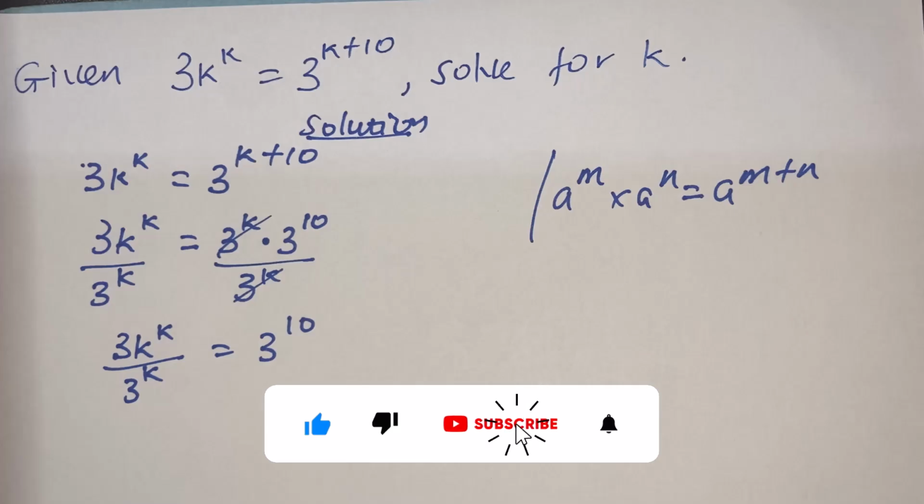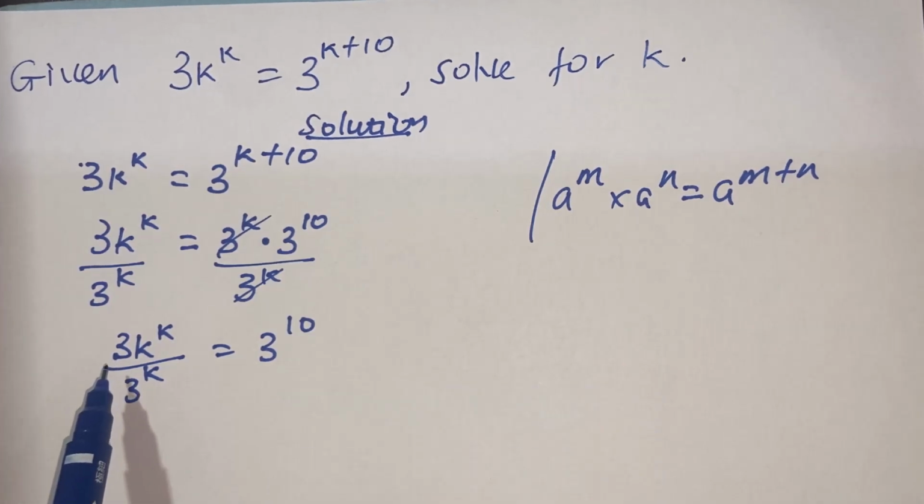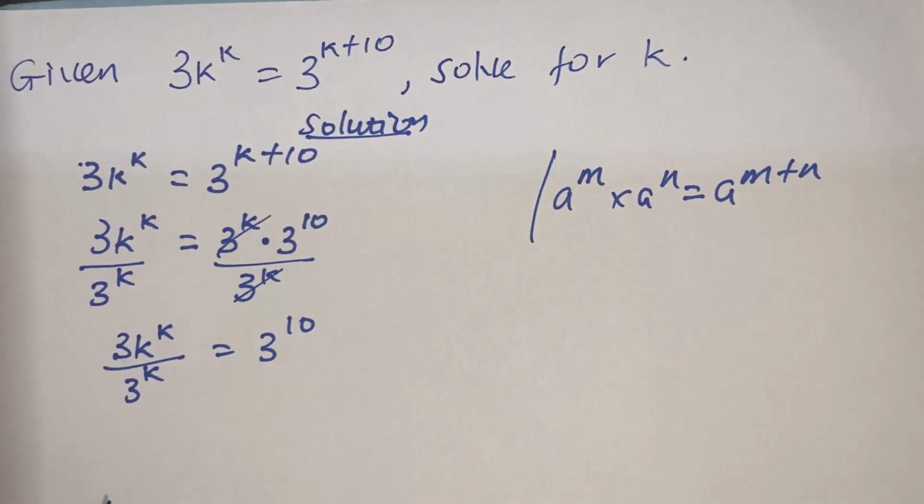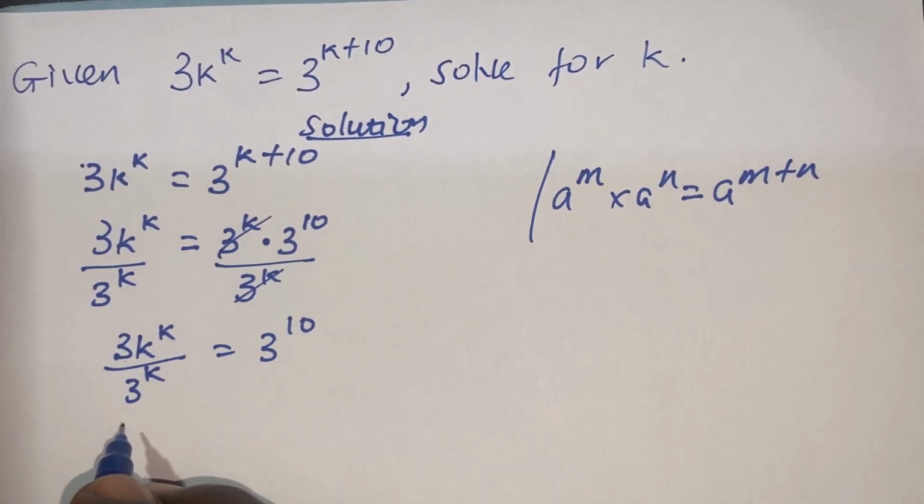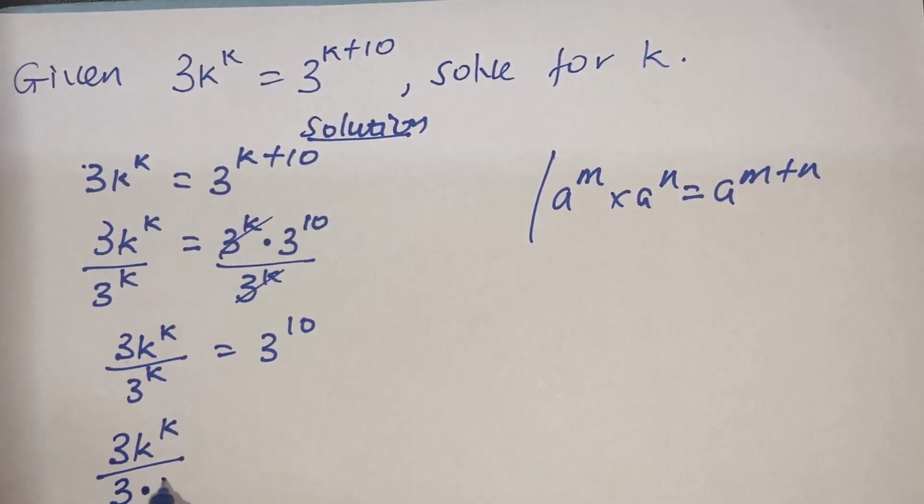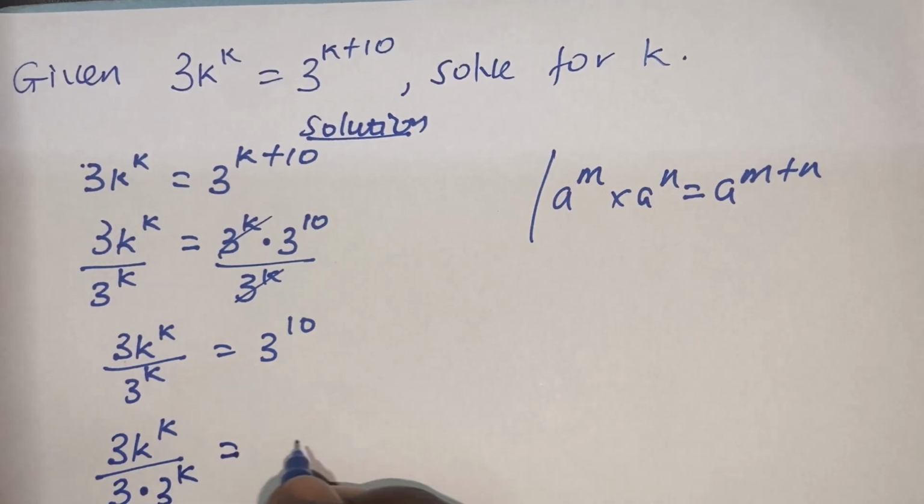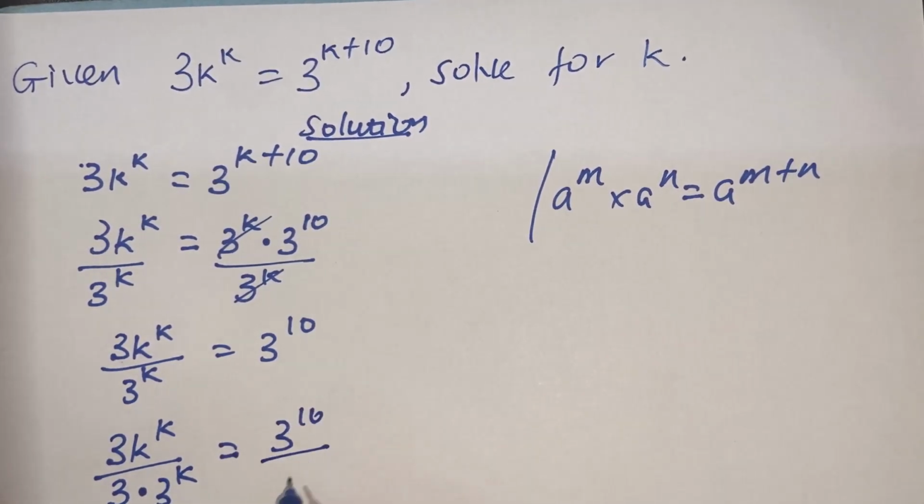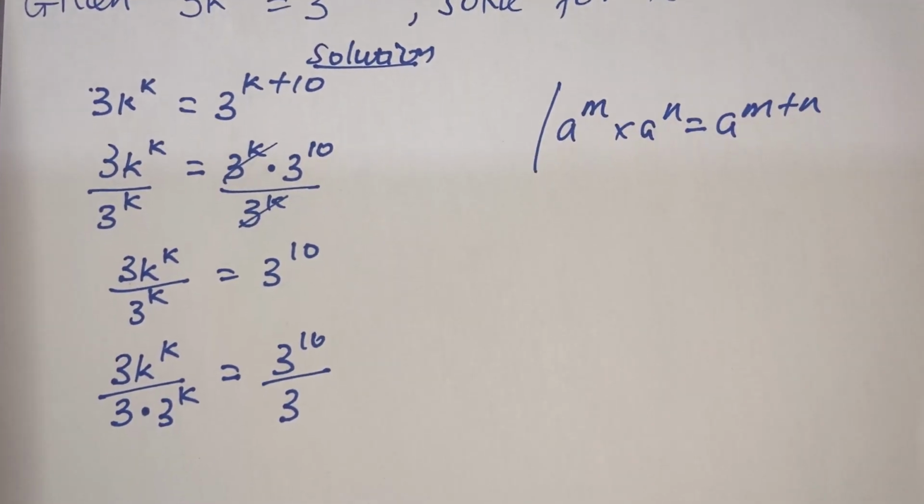From this, we are now moving further. There is a coefficient of k here, which is 3. 3k has a coefficient of 3. Now we can divide both sides by 3 so that we can take care of the 3 over here. So dividing both sides by 3, this is going to give us 3k to the power k all over 3 multiplied by 3 to the power k equals 3 to the power 10 all over 3. Now, the division has become multiplication.